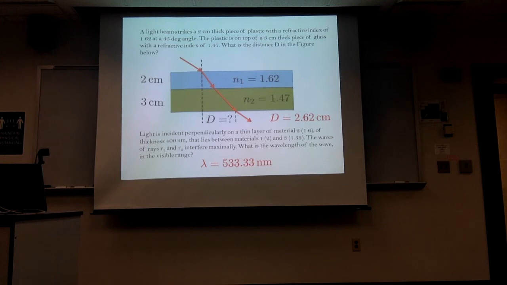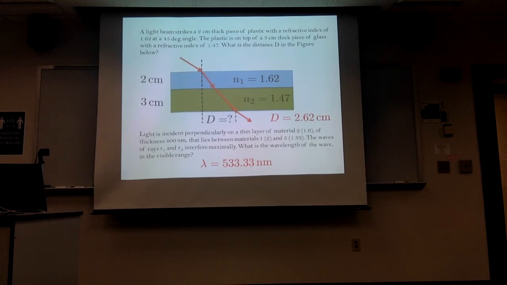Why is it there? Because the path-length difference only occurs inside the second medium, which means that inside the second medium, the wavelength has changed by a factor of the index. The reason for that is, as we mentioned on Monday, the frequency stays the same regardless of what medium it is. But since the velocity changes and the frequency stays the same, the wavelength has to change.